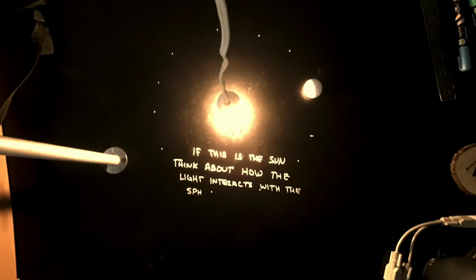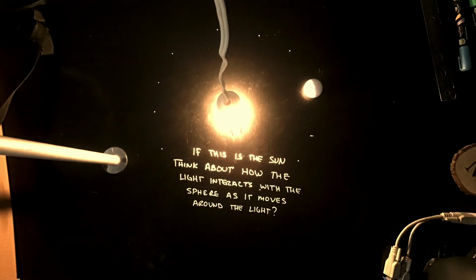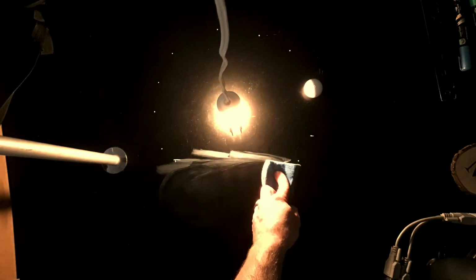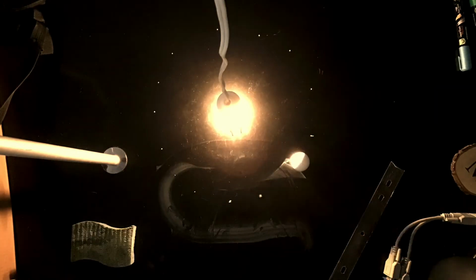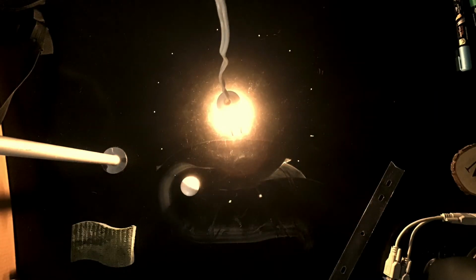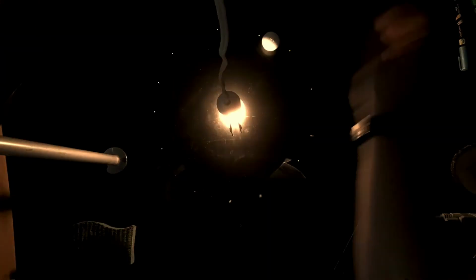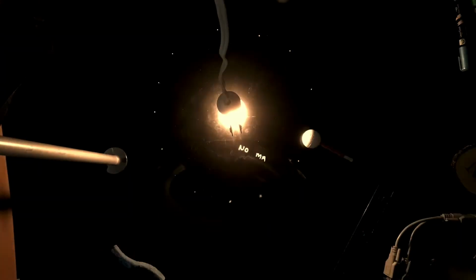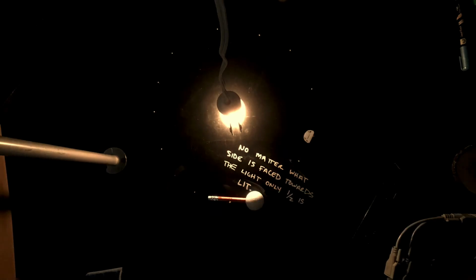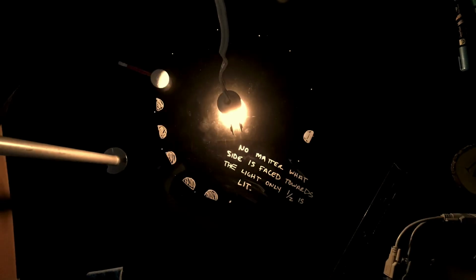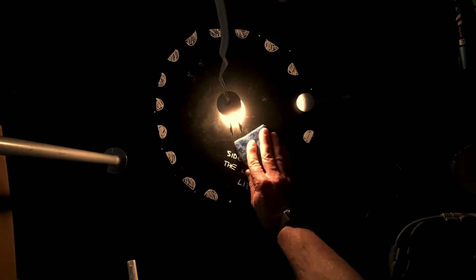The main takeaway from this video is going to be to show you how light interacts with spheres as they travel around the sun or the stars. Here you'll see that the dark side of the sphere is always half dark. The other side is half illuminated, no matter where it is as it's traveling around the light bulb. In our case, the moon and the earth go around the star, the sun, and half is always lit up.